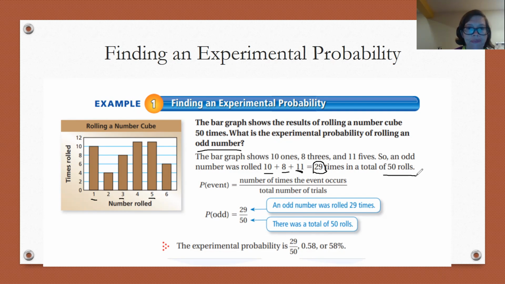All right, so you're finding the probability of your event. In this case, it's the probability of rolling an odd number. And you're putting the number of times you rolled the odd number, right? That's the number of times the event occurs. So that goes on top. So that is 29 over the total number of rolls, which was 50. Okay, so your experimental probability is 29 out of 50. Or if you change that to a decimal, 0.58 or 58%.